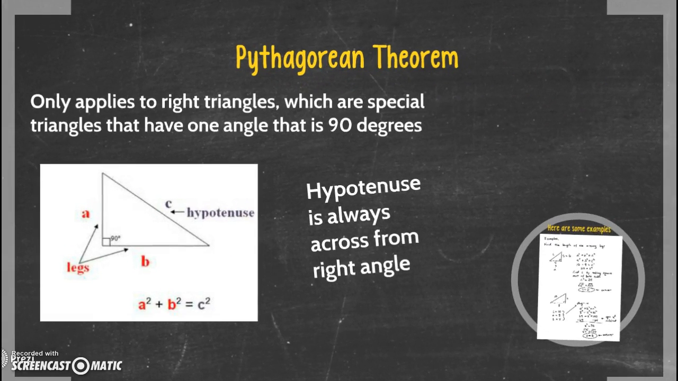I'll start off by modeling some problems and going over some definitions. The Pythagorean theorem only applies to right triangles, which are special triangles that have one angle that is 90 degrees. The legs make up the right angle, and the hypotenuse is always across from the right angle, the 90-degree angle.